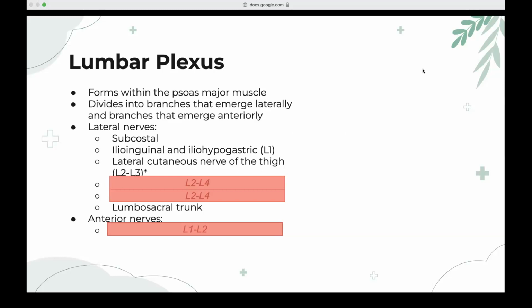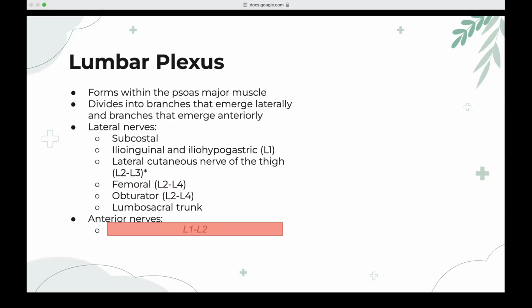But yeah, it's important to remember how it gets injured: when you wear very tight clothing, because it travels laterally, so it can easily become compressed. L2 to L4 roots give rise to two nerves, femoral and obturator, exactly. And then you've got the lumbosacral trunk.